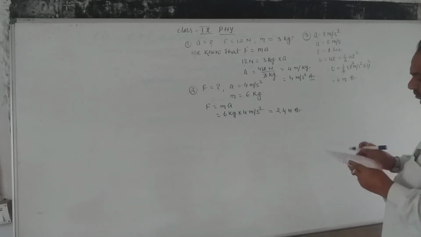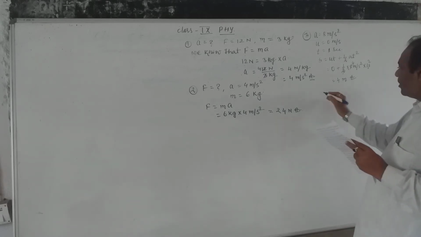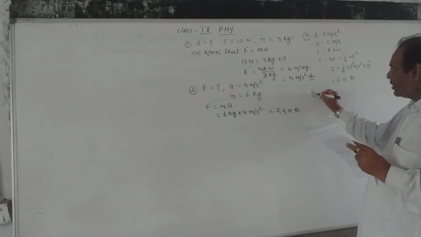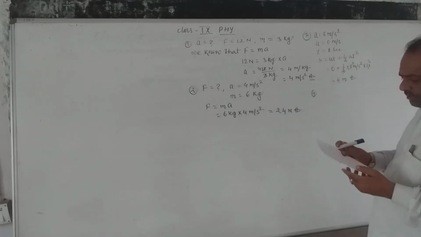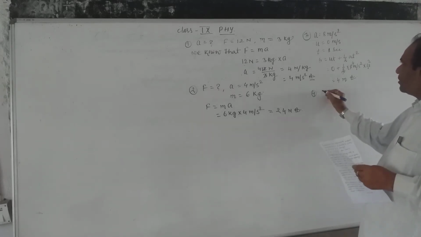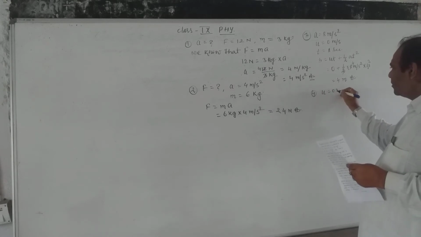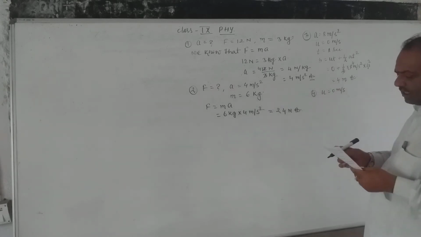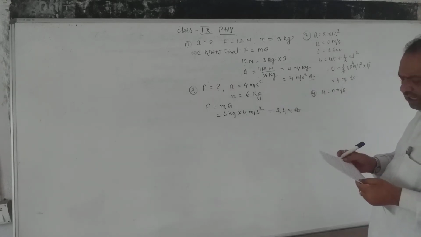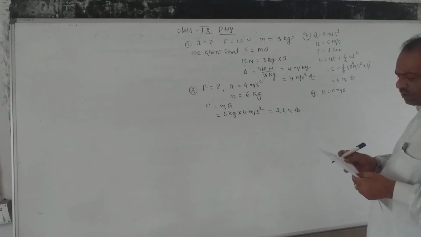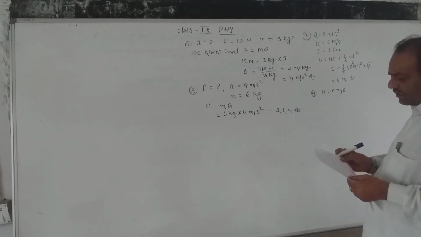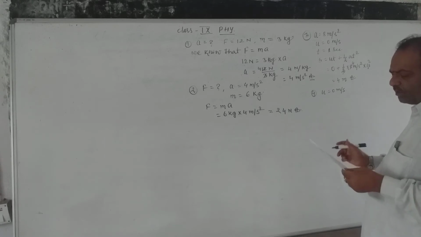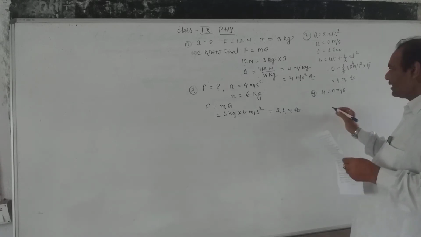Here we see a truck starts from rest. Question number 4: the truck starts from rest, then u is equal to 0 meter per second. After that, it rolls down a hill with constant acceleration. It travels a distance of 400 meter in 20 seconds.